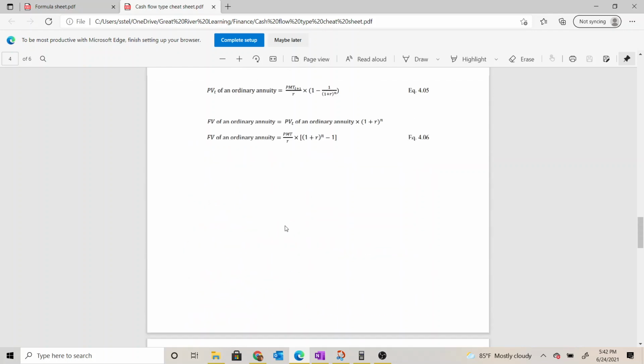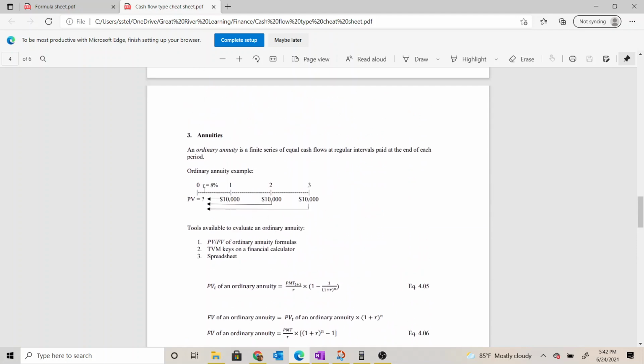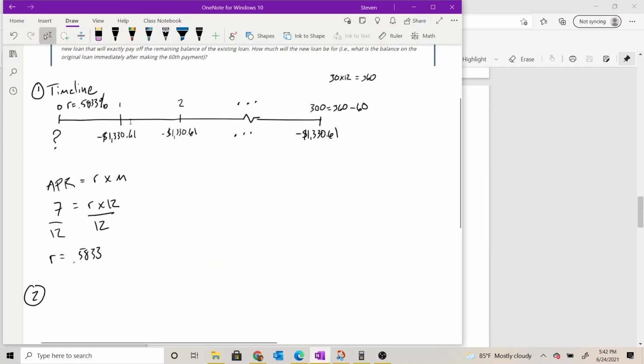An ordinary annuity has cash flows at the end of each period. And so the first cash flow is at the end of period 1, and the last cash flow is at the end of period 3 in this case. And this looks more like what we're dealing with here. If we look back at our timeline, we just made a payment today. We're looking for the present value today, and the next payment doesn't happen until 1 month from today. So they're happening at the end of each period. So we're dealing with an ordinary annuity.